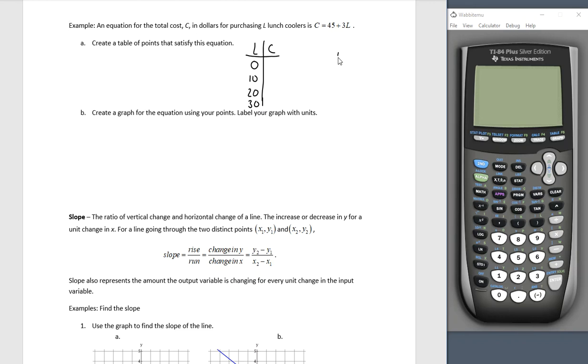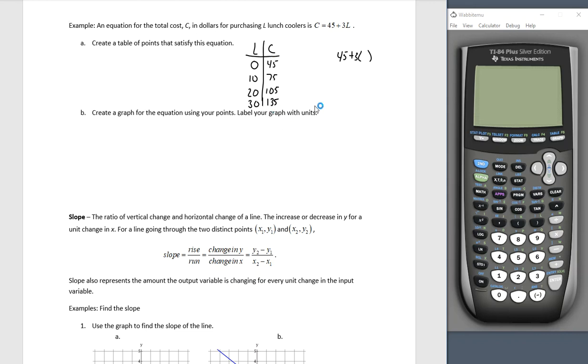Now I'm not writing the equation, but each time, if you would like to write it down, I'm putting in my L inside these open parentheses. So 3 times 0 is 0, plus 45. 3 times 10 is 30. 30 plus 45 is 75. 3 times 20 is 60. 60 plus 45 is 105. And 3 times 30 is 90. 90 plus 45 is 135.